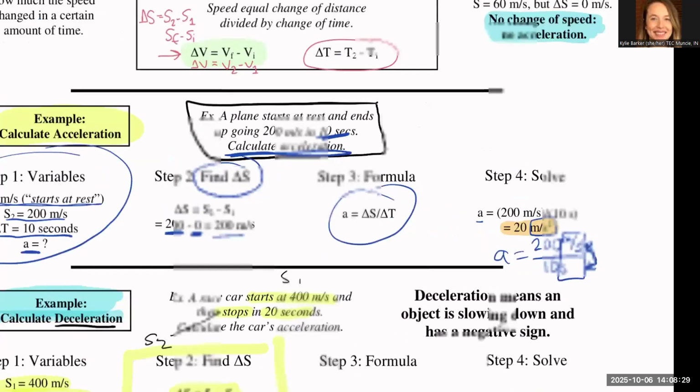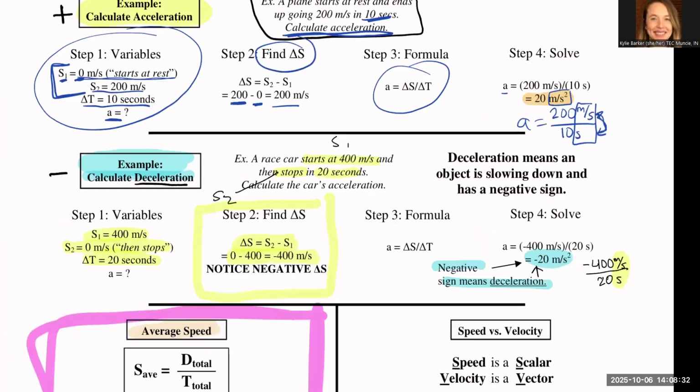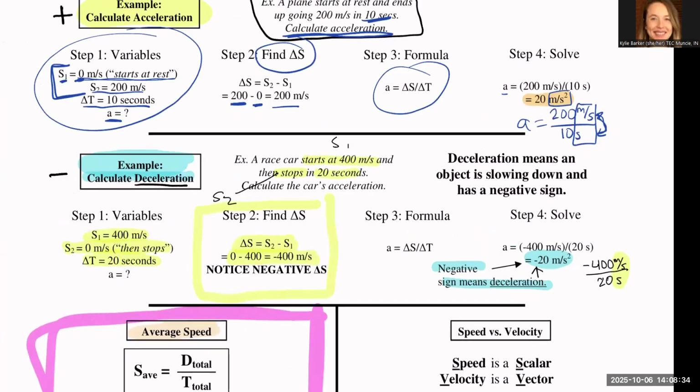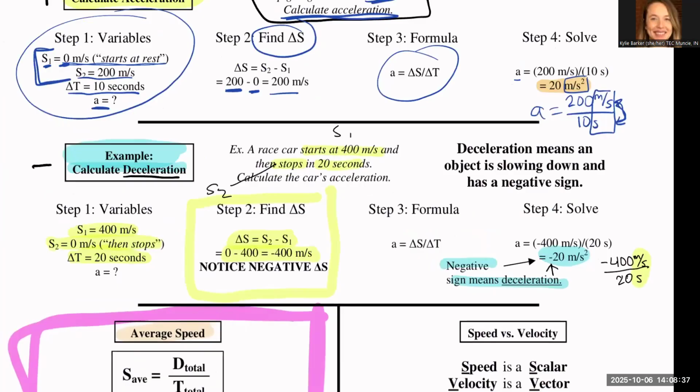Okay, so that's the most common acceleration example, I would say, but you also can get a negative answer. So let's check out this deceleration example. And this time they're talking about a race car. It starts at a speed of 400 meters per second. That's the starting speed, or the S1, and then stops. That's our S2. So that's the tricky thing. You have to know that that's a 0. If something comes to a stop or stops, then that number is 0. And that's the ending speed, so it's S2. And then they tell us the time, 20 seconds, and our acceleration is unknown.